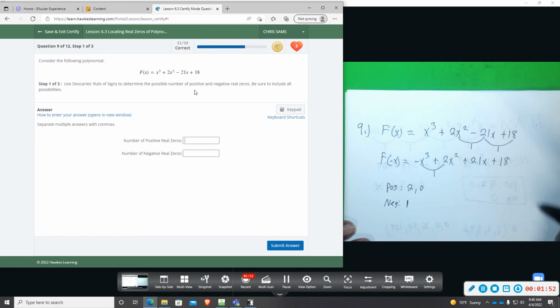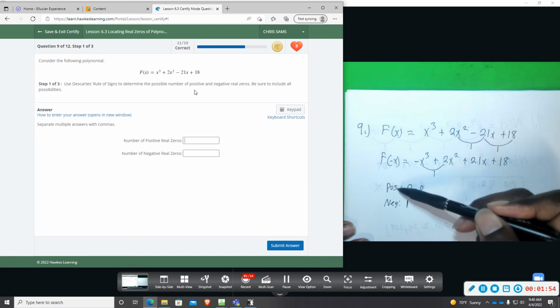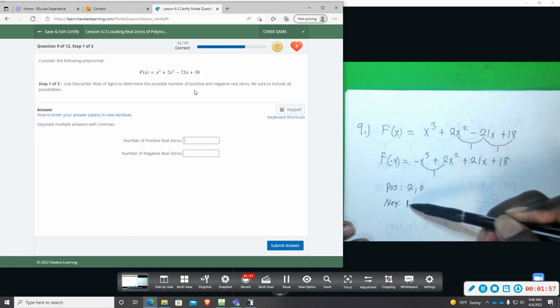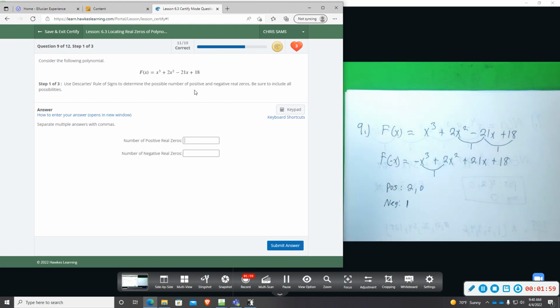So it looks like there'll be 2 positive zeros and 1 negative to give us 3. It could be irrational, but it makes sense to be 2 and 1. So 2, 0 here, and then 1 here.